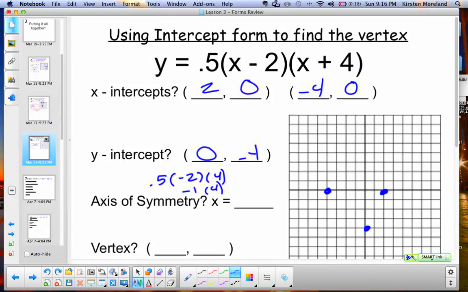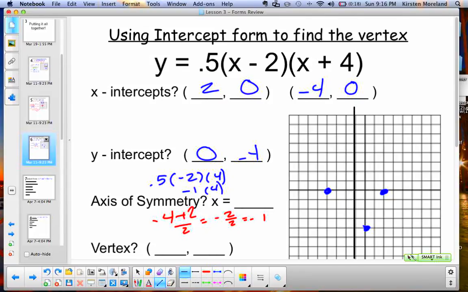Axis of symmetry is directly between those. So directly between negative 4 and positive 2 is, let's see, negative 2 divided by 2, negative 1. And again, I would just use my fingers and point to the middle. So I'm going to draw the line at negative 1, and that's my axis of symmetry. And you can check, it's 1, 2, 3 away on this side, 1, 2, 3 away on this side. That means the vertex has to be somewhere along there.